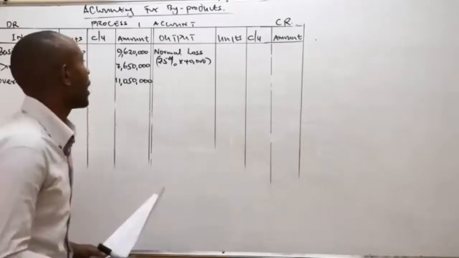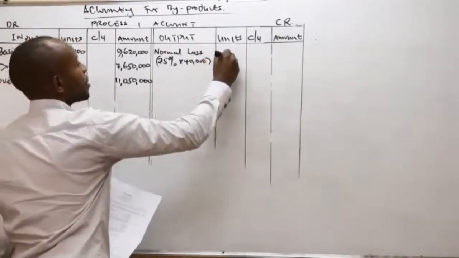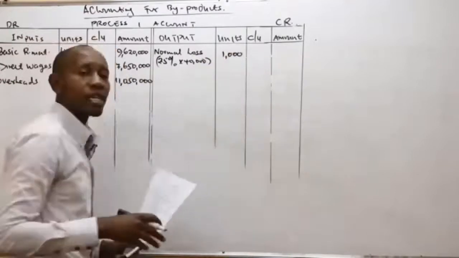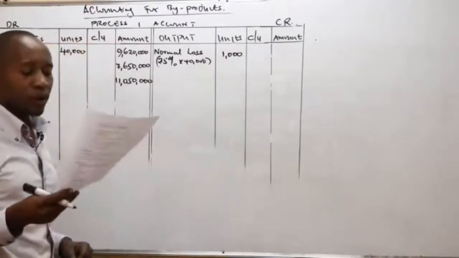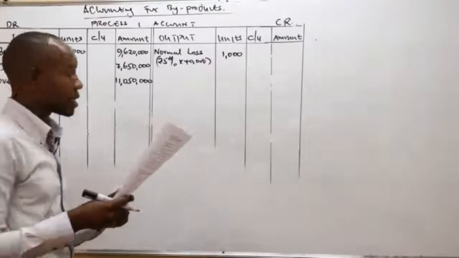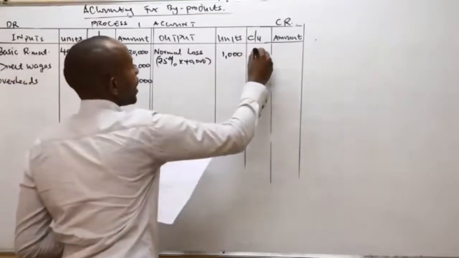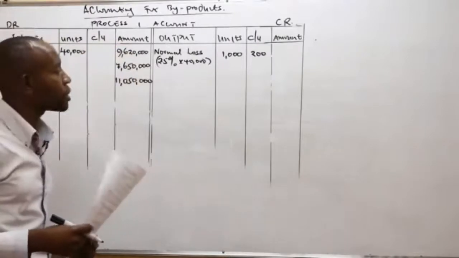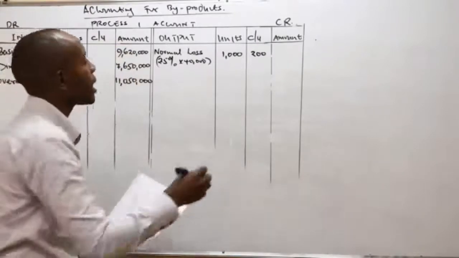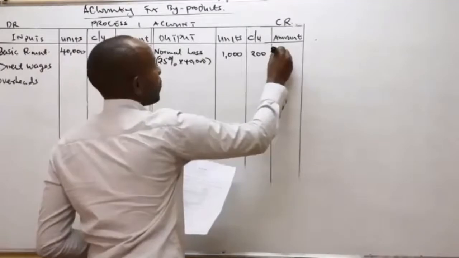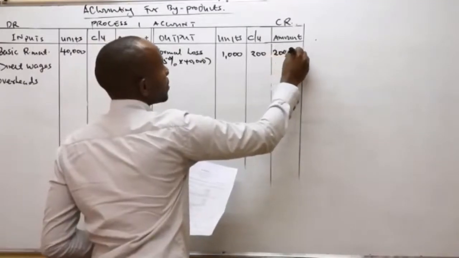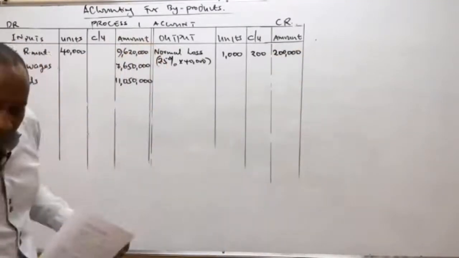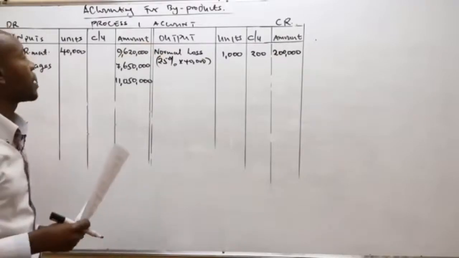Very good. I have 1,000 units. Now, what was the scrap value? The scrap value is 200. So I want you to multiply 1,000 by 200, and I think I will get 200,000, right? I will get 200,000.